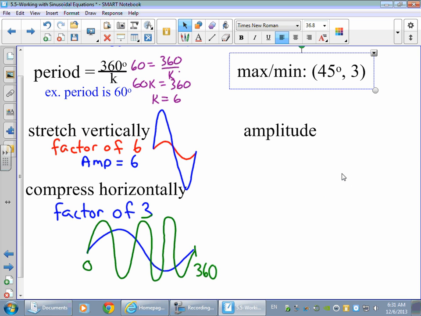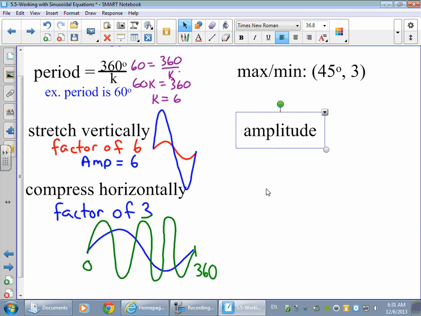Okay, so max min 45 degrees and 3 is telling us that the 45 is helping us determine how much shifting has occurred. The 45 helps establish shifting left and right, and the 3 helps establish shifting up and down, in company with the amplitude.